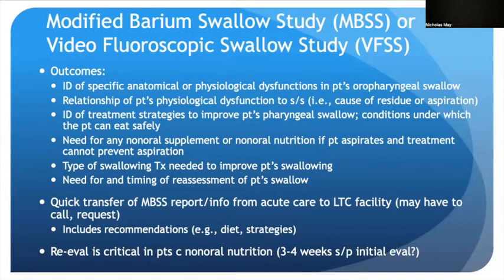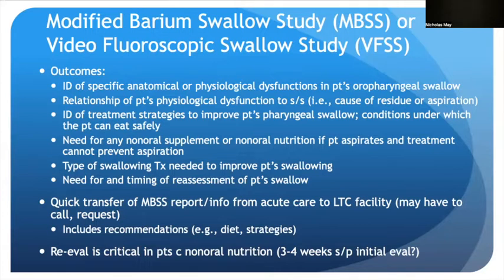There is a need for transfer of the modified barium swallow study report information from the acute care environment to the long-term care facility. I know from my time in the SNFs that this does not always happen in a timely fashion, and the patient doesn't always come to the facility with their modified barium swallow study results. So you might have to call and request this information.